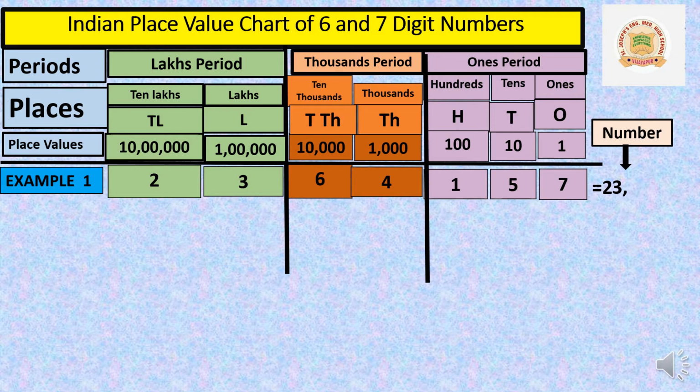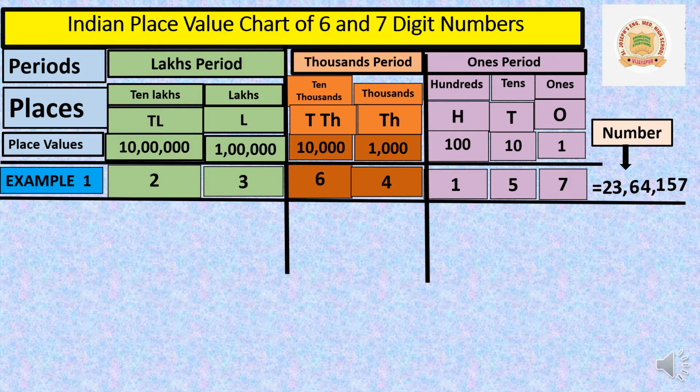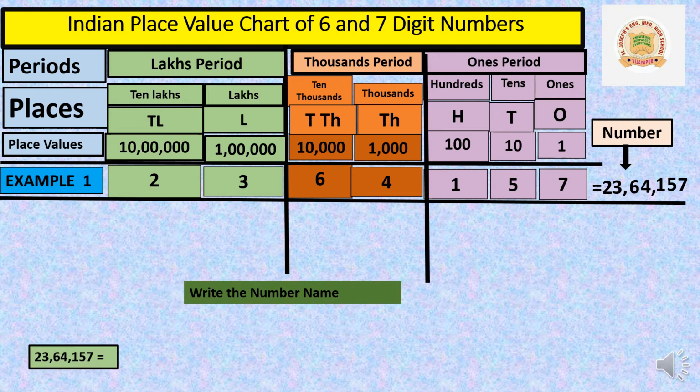Then in the 10,000s place we have 6, that is 60,000. In the thousands place we have 4. This will become 64,000. In the hundreds place we have 1, that is 100. Then in the tens place we have 5, that is 50. Then in the ones place we have 7. So we read this number as 23,64,157. Students, you should all read along with me. So let us write the number name of this number.